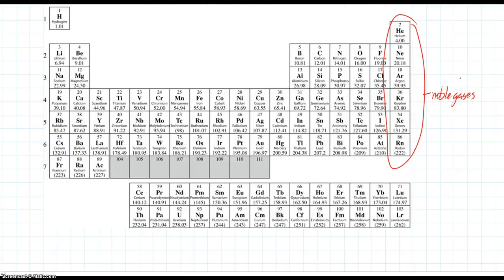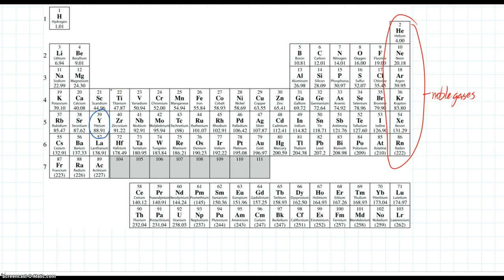The first thing you need to do when you are writing shorthand notation for the electron configuration of an element is figure out which noble gas you're going to start with. And the rule for that is that you want to go up one row and then all the way over to the right to get to the noble gas. So for example, I'm going to go through the electron configuration for element number 39, yttrium.